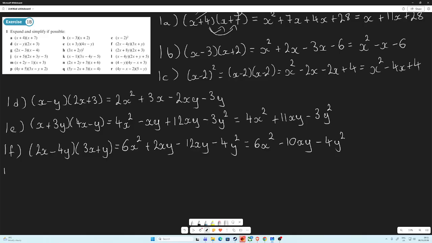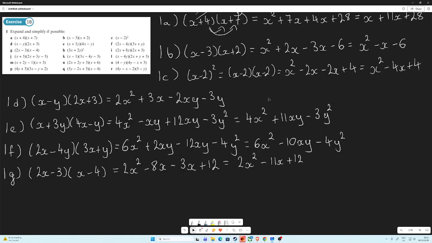1g. We have 2x minus 3 times x minus 4. So we have 2x squared minus 8x minus 3x plus 12. So that is 2x squared minus 11x plus 12.